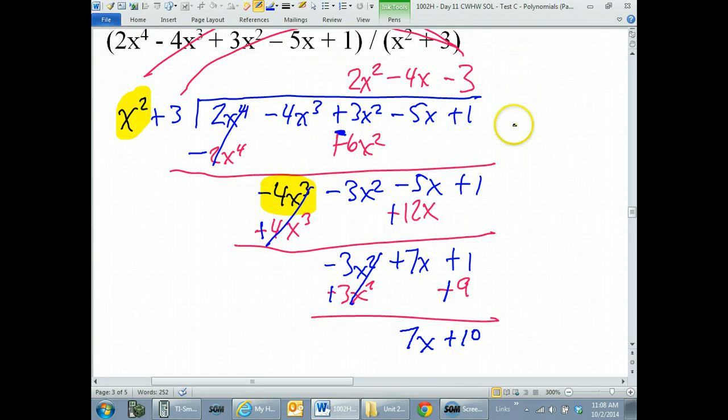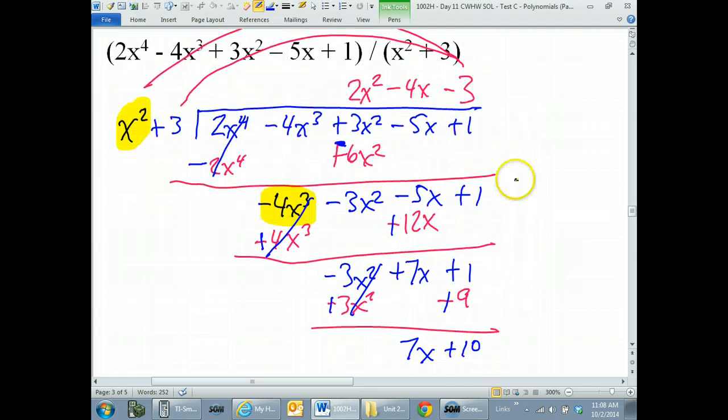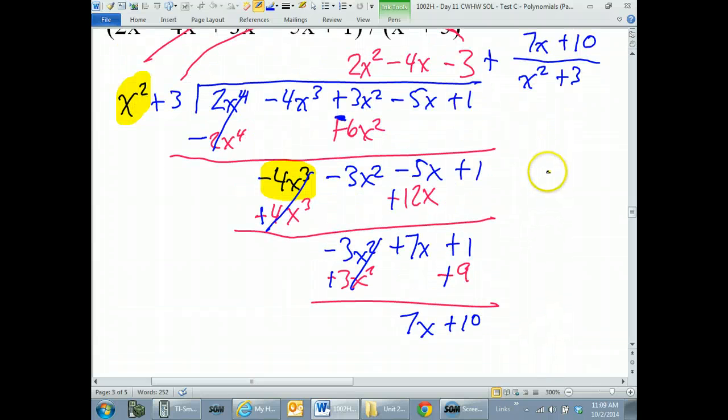So I hear Jordan saying, what we do with this remainder is, say it again, sir? Put 7x plus 10 over x squared plus 10. Yes, sir. You take your 7x plus 10 and you put it over the thing you divided by, x squared plus 3. Okay? Good. So that's your final answer up there.